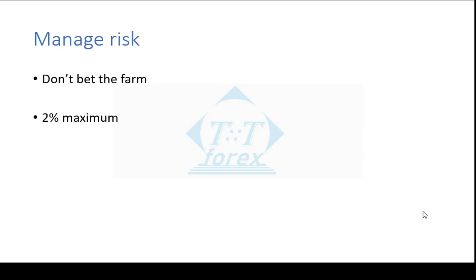And then managing your risk. Do not bet the farm. You will need the farm in order for you to milk the cow. So please do not risk too much. I always make sure that I risk a maximum of 2% per trade. Just because I use 2 entries on a trade, I always make sure that I divide that 2% risk by 2, which means each trade is going to have 1% risk.